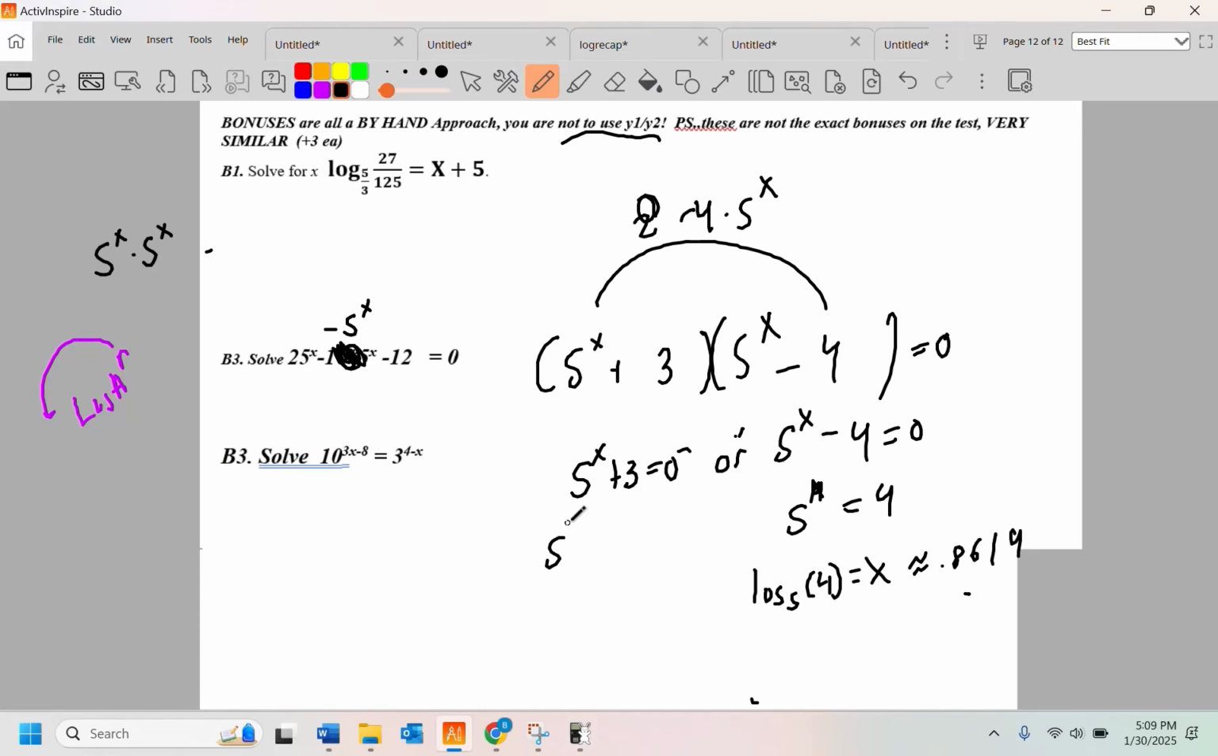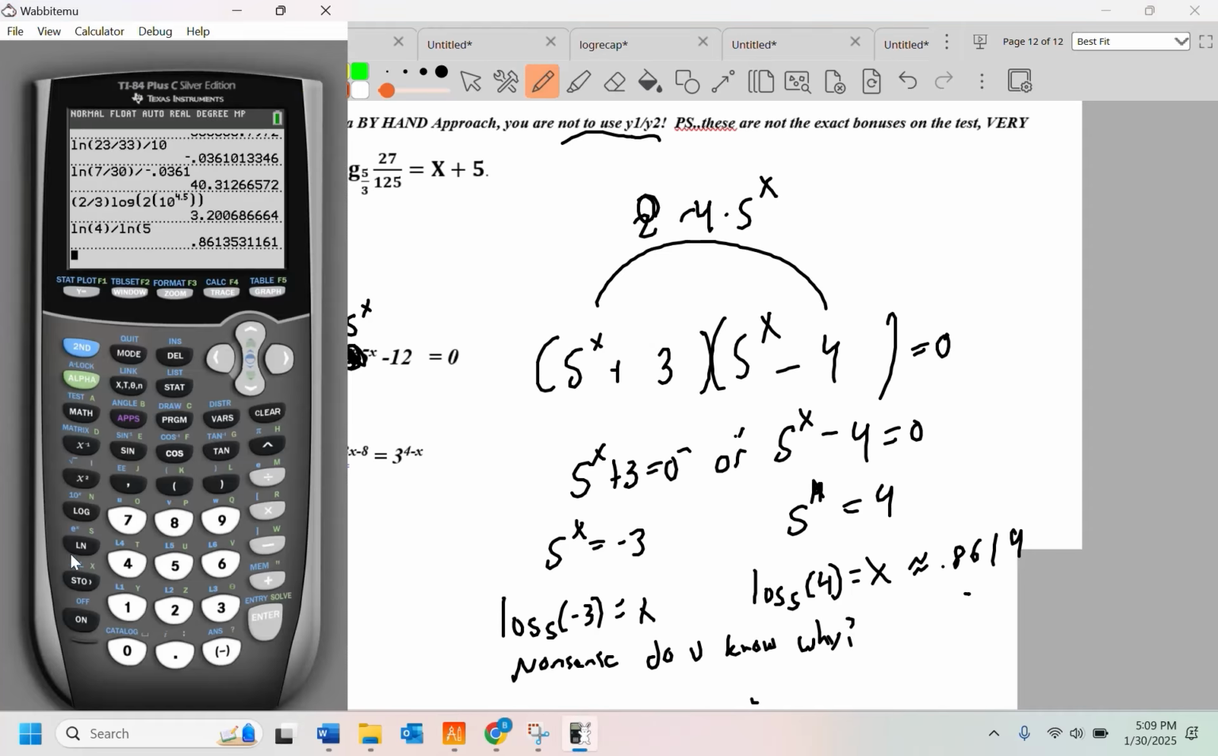The next one is going to be nonsense. I don't know why I keep writing a 4. Shift that 3 over. And what you would be doing here would be doing log base 5 of negative 3 is x. And this is nonsense. Do you know why? You should, because we talked about domain of a logarithm. But say you don't know why.